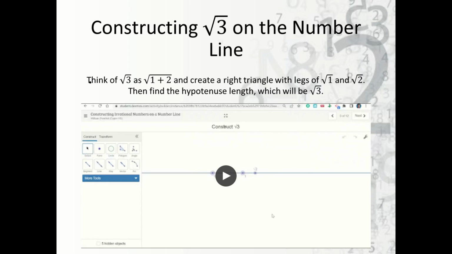Now we can take a look at how to construct square root of 3 on the number line. Well, we should think of square root of 3 as being the square root of 1 plus 2. So we would have legs of square root of 1 and square root of 2, and then the hypotenuse would be square root of 3. So here's a video showing you how to do that one.